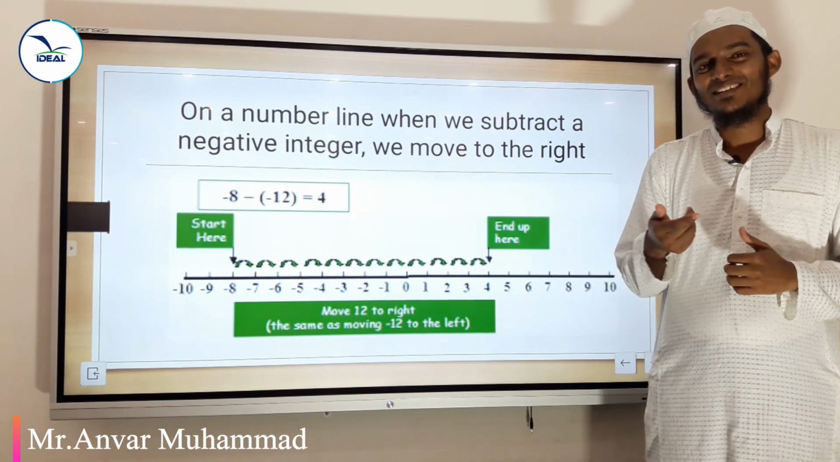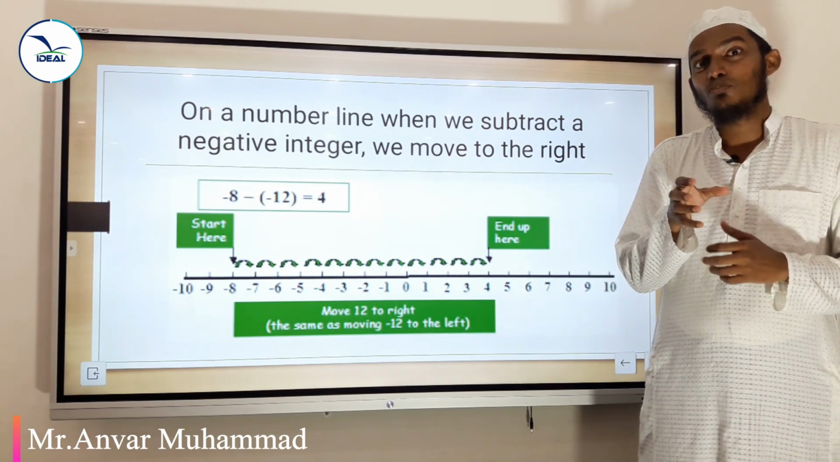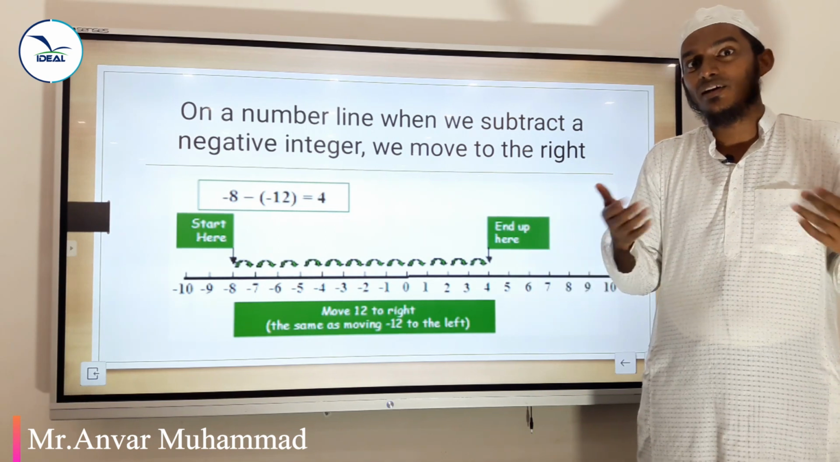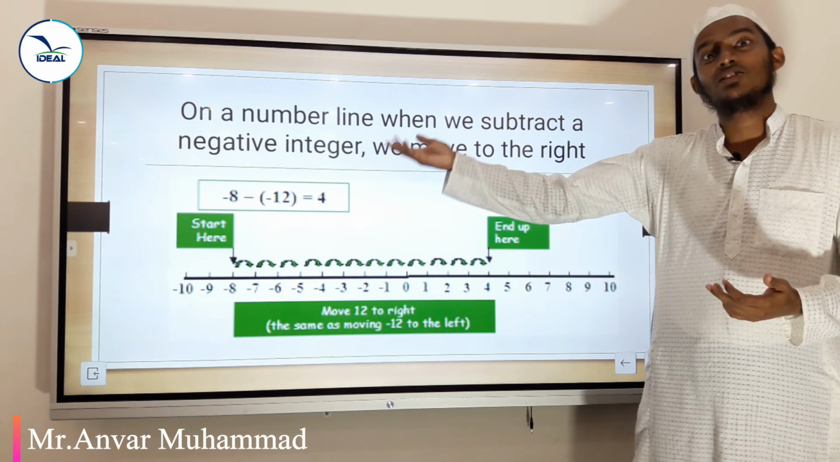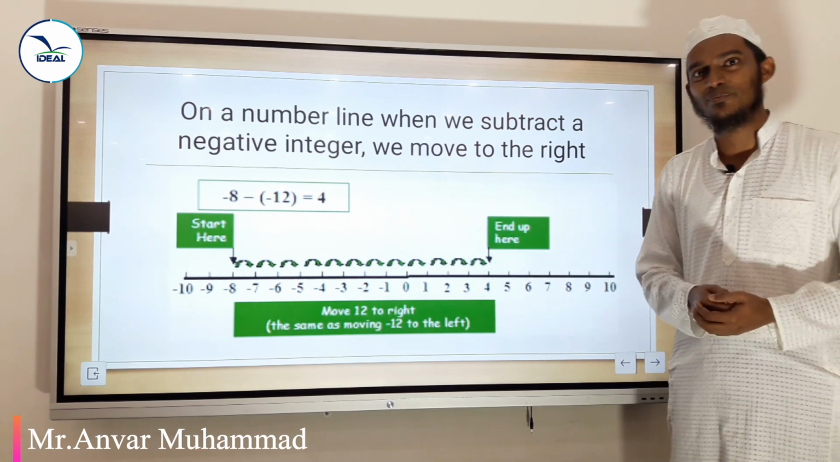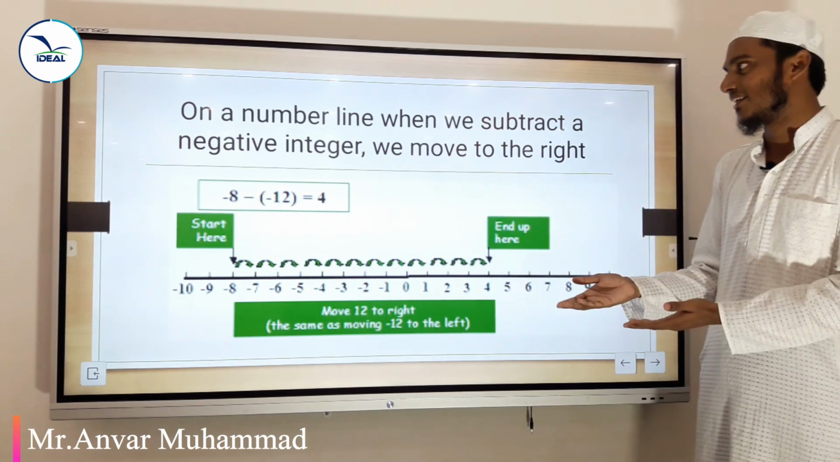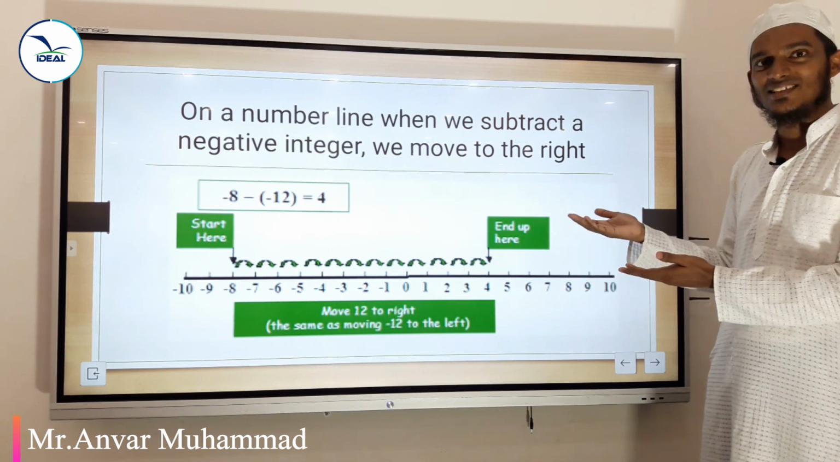Again I'm repeating it because this should be very clear. We don't bother about the first number. What we are bothered about is the operation. Here it is subtraction, and what we are subtracting here is minus 12. So what happens to the number line? We move to the right.